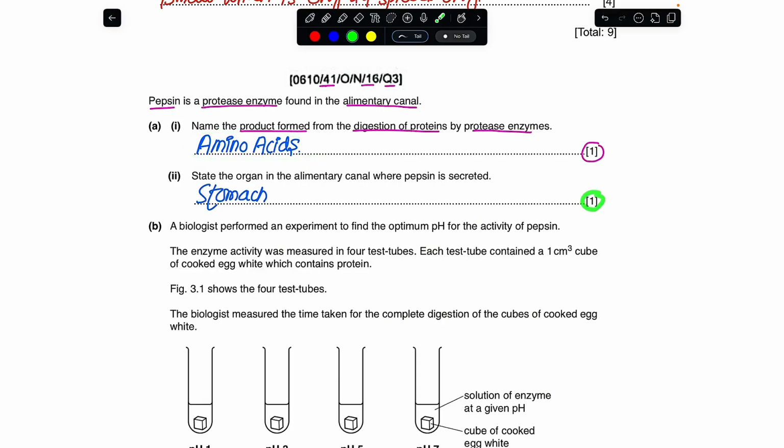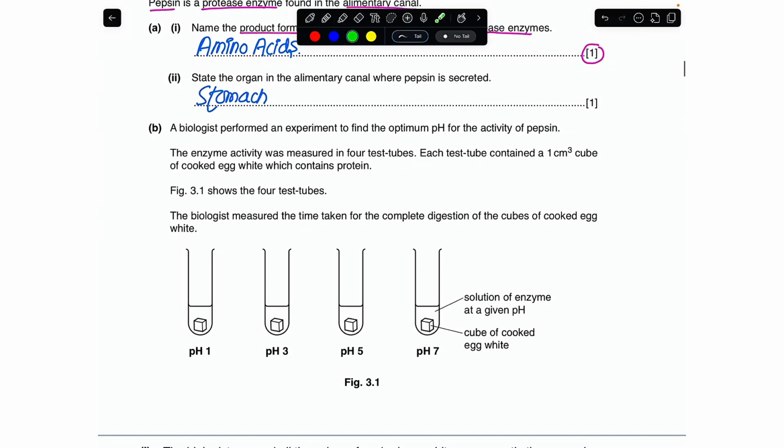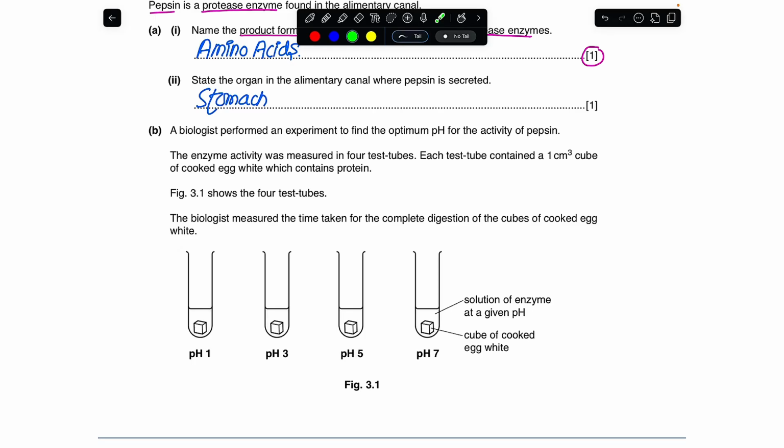For 1 mark, they say state the organ in the alimentary canal where the pepsin is created. And this is a fact that pepsin is released in the stomach, which is a major part of your alimentary canal. Now, the B part is a kind of investigation which the biologists performed as an experiment. The motive of the investigation was that they wanted to find the optimum pH for the activity of this pepsin enzyme.